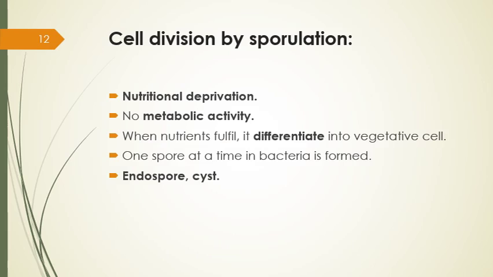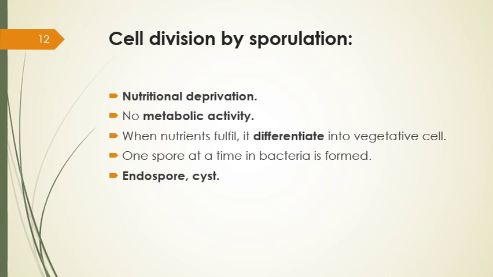Cell division with the method of sporulation starts in response to nutritional deficiencies or nutritional deprivations, and these endospores have no metabolic activity through the process. When nutrients are available, they differentiate into vegetative cells.